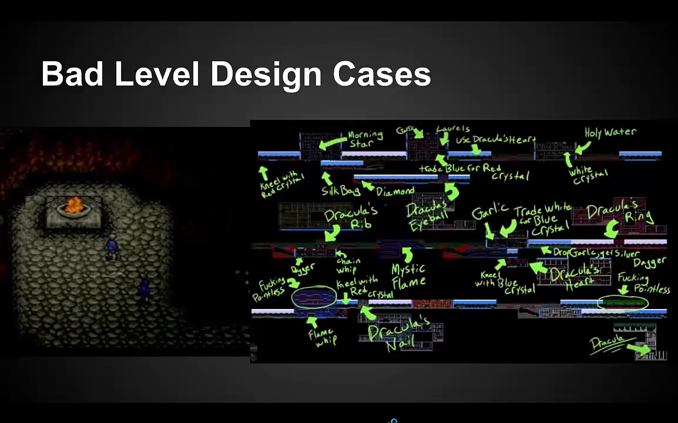And then the other thing, if you can't tell, it's really, really small. This is Castlevania 2, Simon's Quest. This is all of the stuff you need to know to beat Castlevania 2, Simon's Quest. It doesn't tell you any of this. These are all things you have to do in a bunch of different orders.